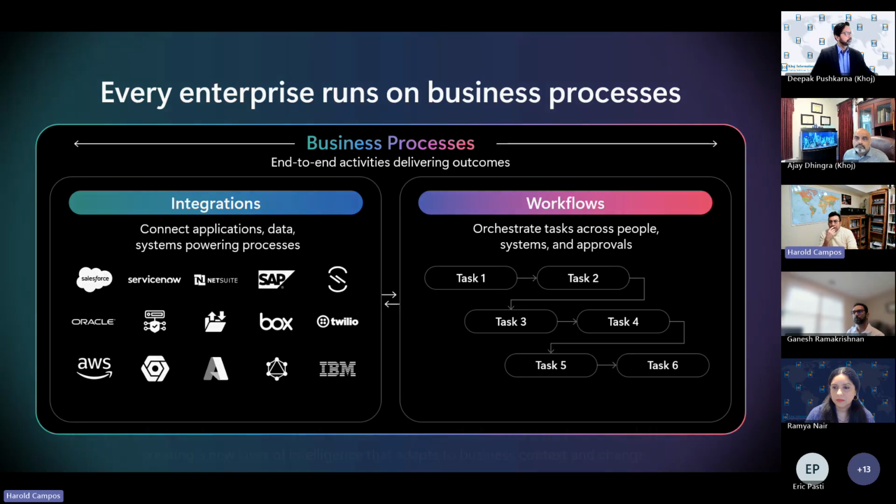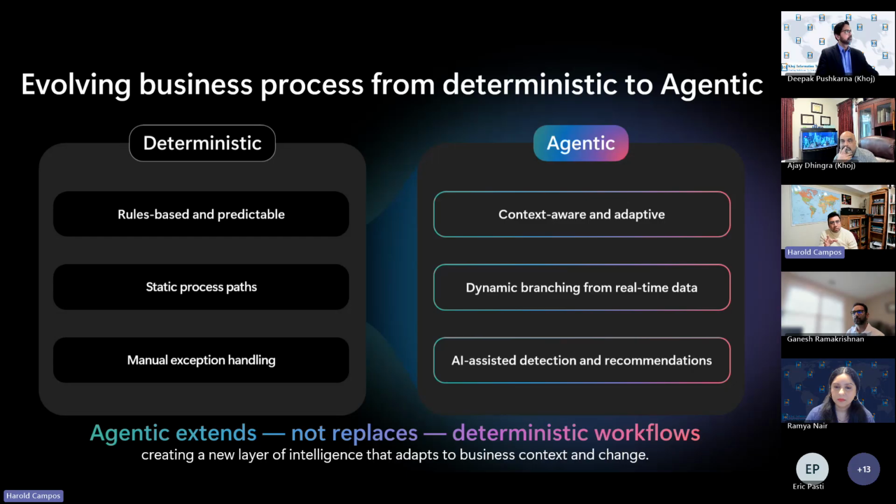It's essential to recognize that the way we've been operating today, from deterministic, is not going away. What is happening is that it will be extended. If we were working in a rules-based and predictable manner today, with agentic, we can follow a context-aware and adaptive approach. Same for the static process paths in deterministic, now with dynamic branching from real-time data, as well as manual exception handling into AI-assisted detection and recommendation. So there is this extension.